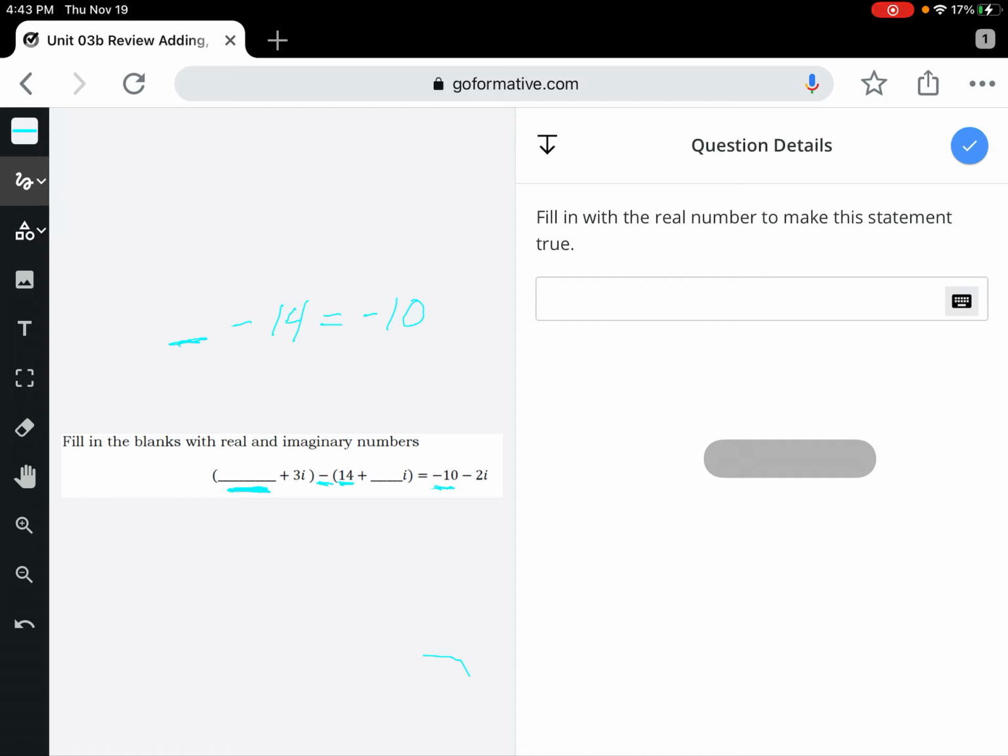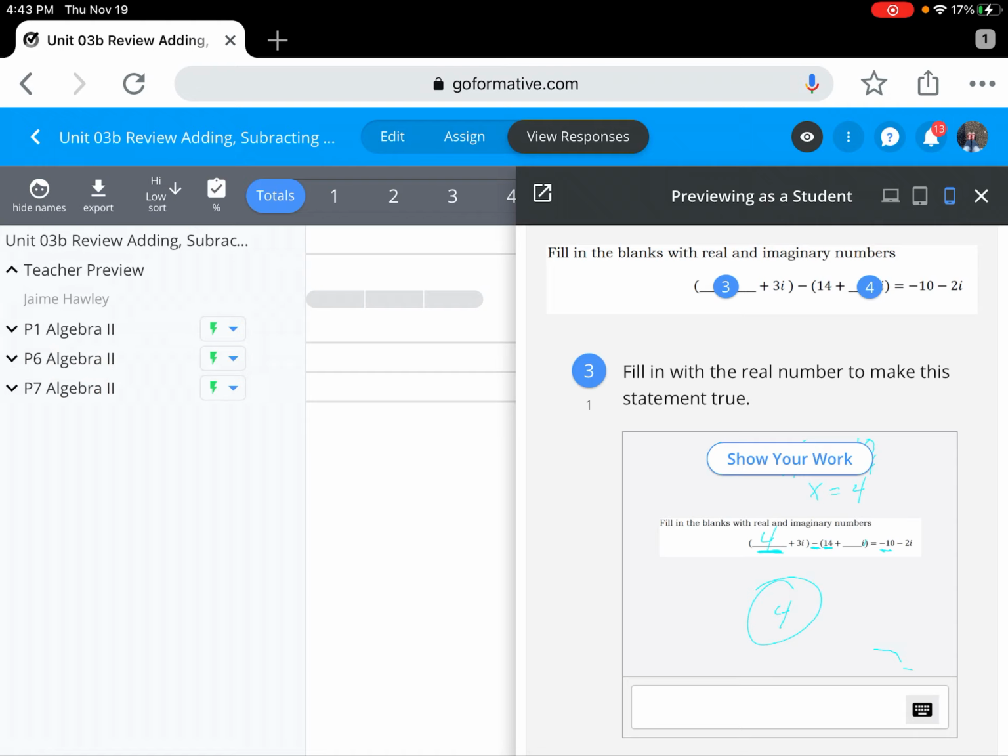So I'm trying to find the real part because it doesn't have an i next to it. So I'm going to say, okay, well, what number? I'm just going to call that x. I add 14, and the number that should go there should actually be 4, because 4 minus 14 is equal to negative 10.